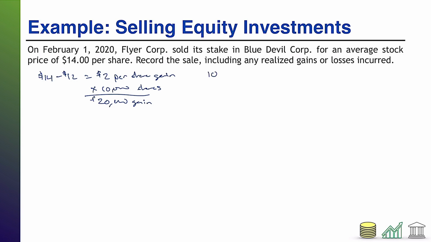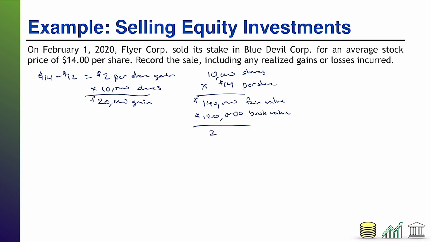Or we can think about it as, well, we have 10,000 shares times, we're going to receive $14 per share, meaning that it's a transaction total of $140,000. That's fair value. It's currently on our books based on the last slide, that ledger account I drew. 120 is the current book value, meaning we have a $20,000 gain. Either way you want to go about it, right? Gets the same outcome. 20 gain, 20 gain. All right, how do we record this?